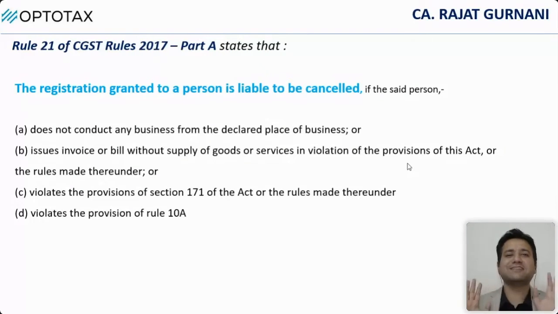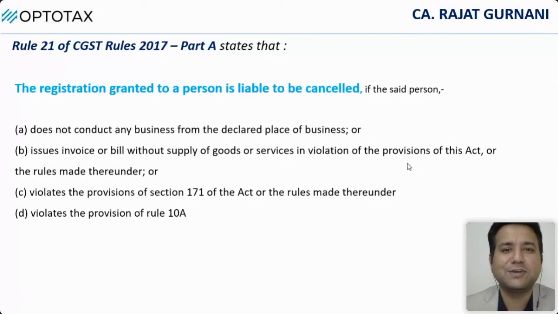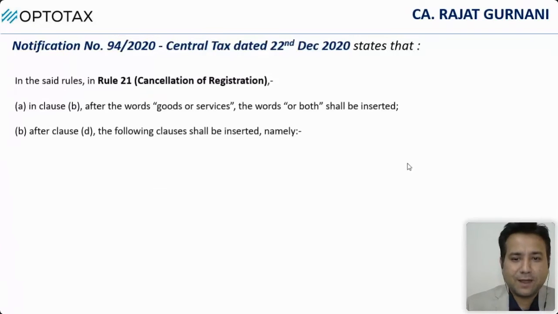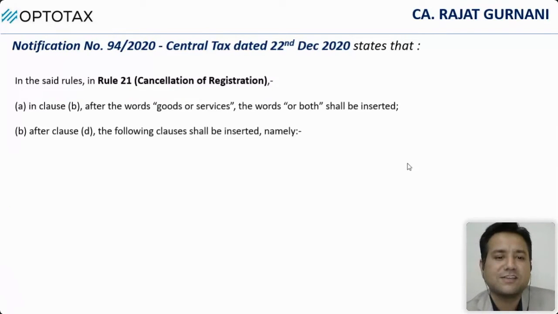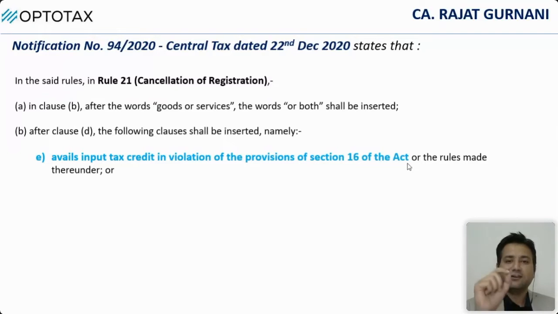The reason why I have taken the original clauses also is so that you can understand the language of law. It is very important to read the law. So it says after clause D, the following clauses shall be inserted, namely: avails input tax credit in violation of the provisions of section 16 of the Act. Section 16 is also very important along with GSTR 2A. Yes, my dear friend, if you do not comply with the provision of section 16 of the Act, your registration will be cancelled, liable to be cancelled directly.